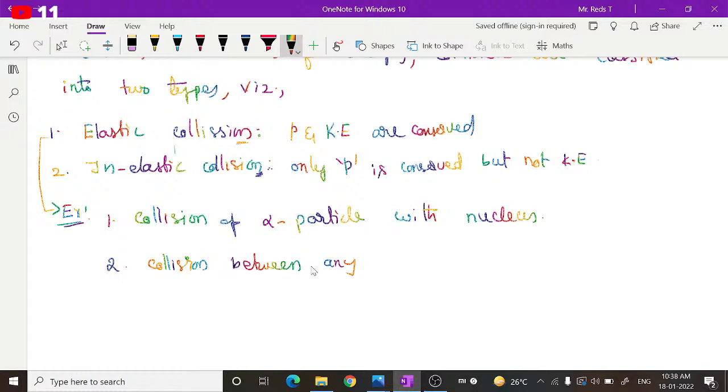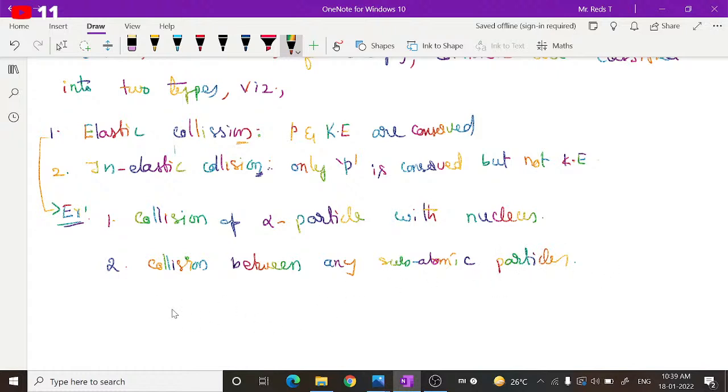Collision between, and another example for elastic collision is, between any subatomic particles, between atomic particles or subatomic particles.